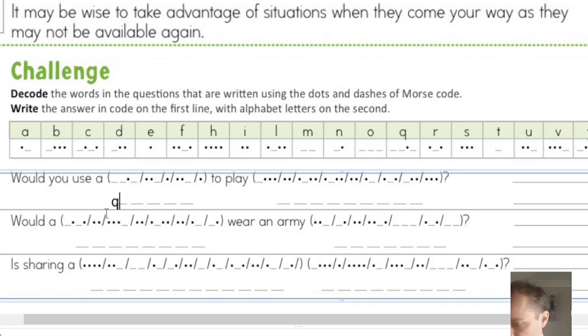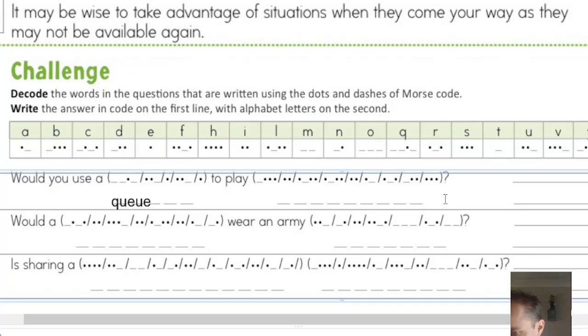Dot dot dash, dot dot dash, dot dot dash. N. No, that's dash dot. Dot dot dash, U. Dot. I know dot is E. Dot dot dash. Oh, we just did that one. Dot dot dash, U, and then dot is E. I mean, we don't have to put the spaces there, do we? Would you use a Q to play whatever that is?